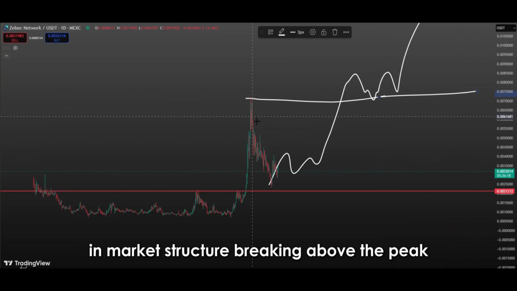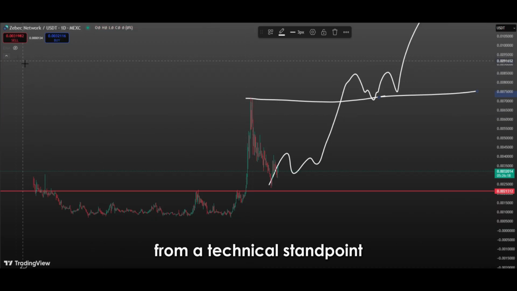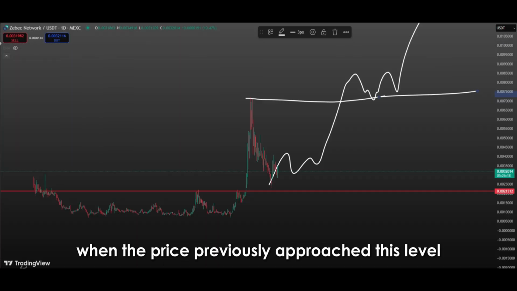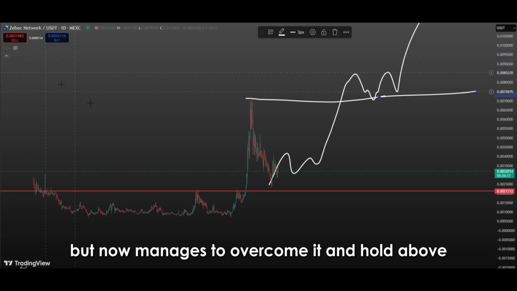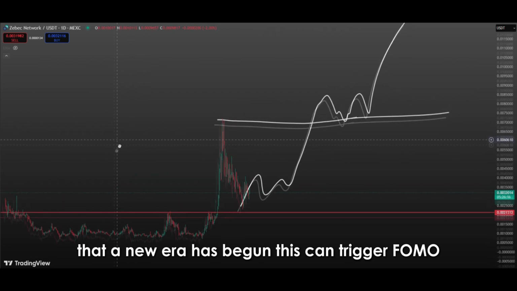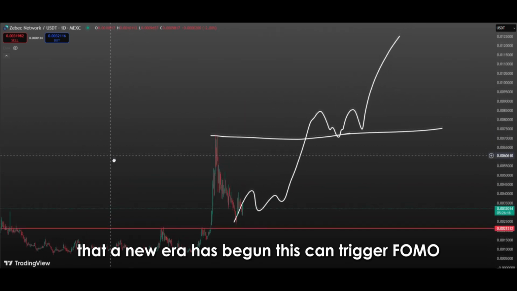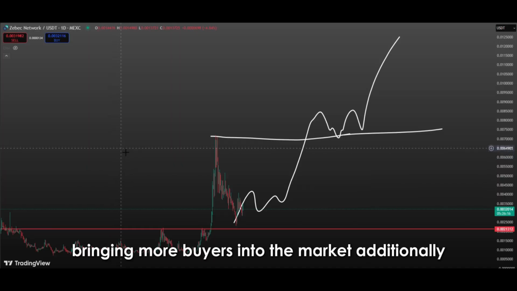Breaking above the peak also represents a shift in investor psychology from a technical standpoint. When the price previously approached this level and encountered profit-taking or strong resistance, but now manages to overcome it and hold above, it reinforces the perception among investors that a new era has begun. This can trigger FOMO, fear of missing out, bringing more buyers into the market.